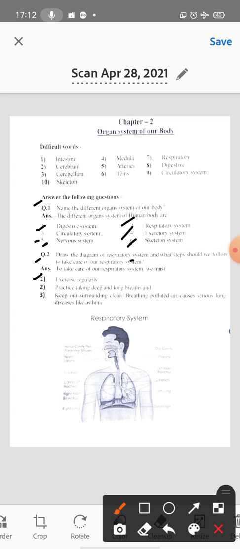Okay, so here is the answer. To take care of our respiratory system, we must exercise regularly, practice taking deep and long breaths, and keep our surroundings clean. Breathing polluted air causes serious lung diseases like asthma. Okay, so what do we have to do to keep our respiratory system in good condition? We have to exercise regularly, practice deep and long breaths, and keep our surroundings clean because breathing polluted air can cause serious lung problems like asthma.